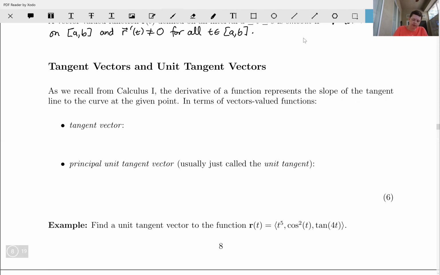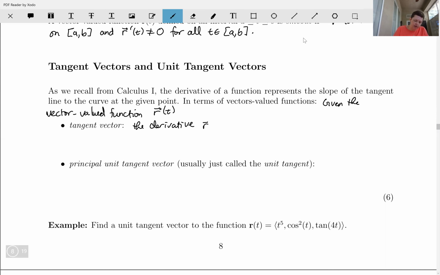So given the vector valued function r of t, the tangent vector is the derivative, r prime of t naught, at a given point t naught. So that is the tangent vector.